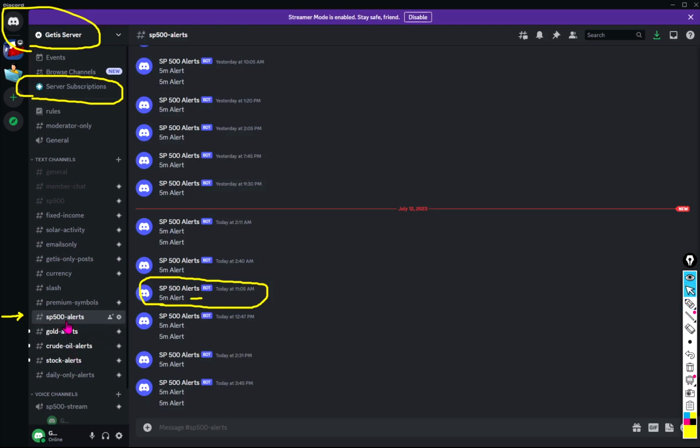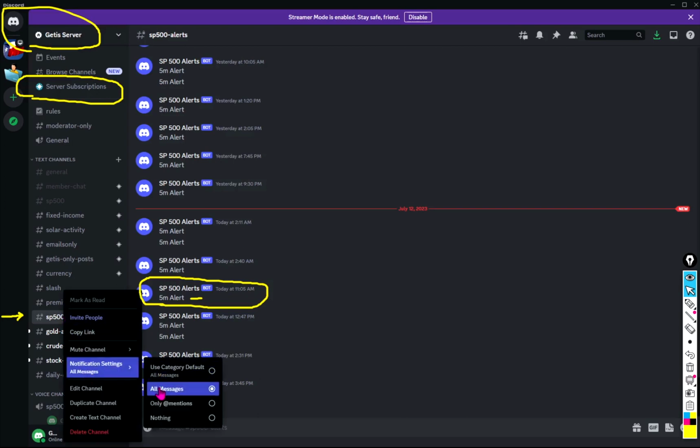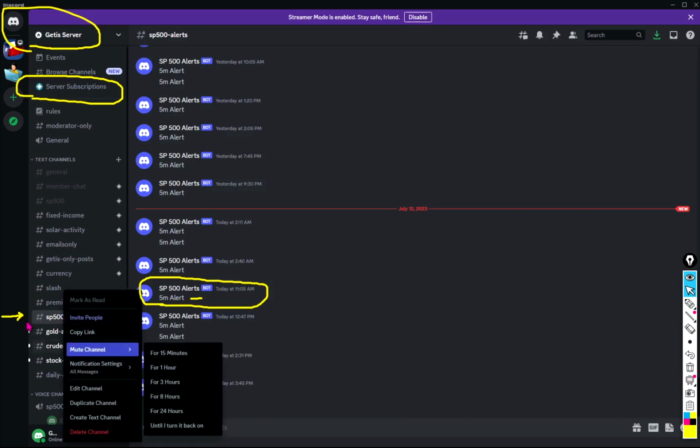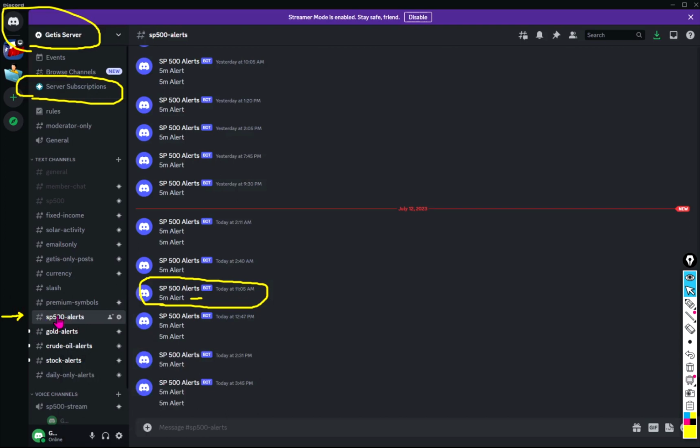So what are they doing? They're coming here, right-clicking on the label for S&P 500 alerts, clicking notifications, probably clicking all messages, and they're getting their messages. They get alerted. Say they're working during the day, they've got their mobile device with the Discord app loaded, they might have it on vibrate, whatever, if they're working a day job. And they get alerted. If they're home on a desktop or a laptop, they get alerted.